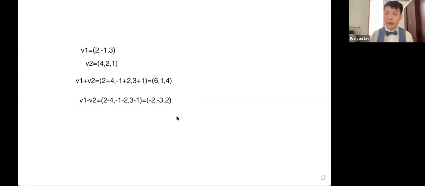You can verify your answers by plugging into the graph. Right? You will see that the vector on the diagonal is the same as (6, 1, 4), and this represents the vector from the endpoint of V2 to the endpoint of V1. Right, we have the same vector as (-2, -3, 2). Okay.